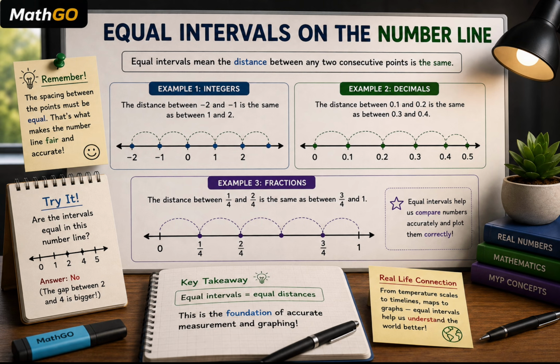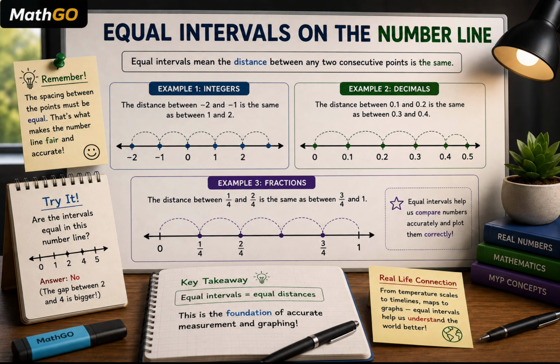But what if we change the scale? Suppose each interval represents 0.1. Then we could have 0, 0.1, 0.2, 0.3, 0.4, 0.5 and so on. The spacing must still remain equal. And fractions work in exactly the same way. If you divide 0 to 1 into 4 equal parts, 0, 1/4, 2/4, 3/4, 1. Each step represents 1/4. So remember, equal intervals means equal distances.